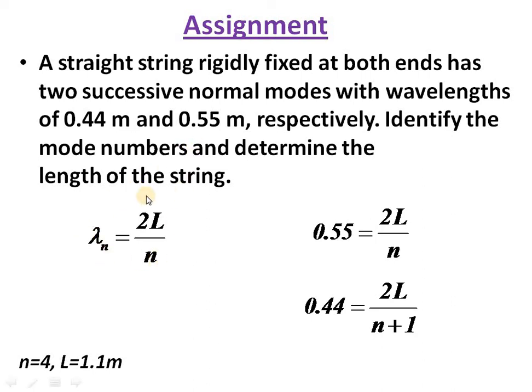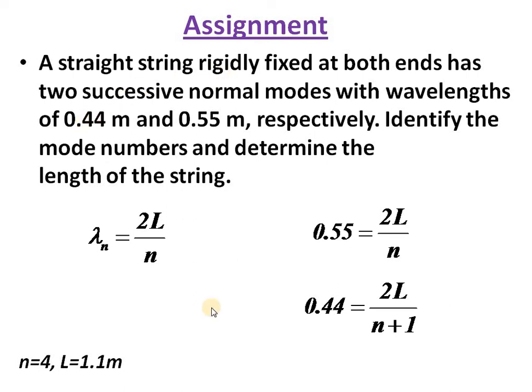You have the expression relating wavelength and mode number. Keep in mind that as the mode number increases, the wavelength should decrease. Suppose we assign 0.55 meter for mode n, then you have to assign 0.44 meter for mode n plus 1. Keep in mind, as the mode number increases, wavelength should decrease. Understand? This fundamental principle should be in mind.